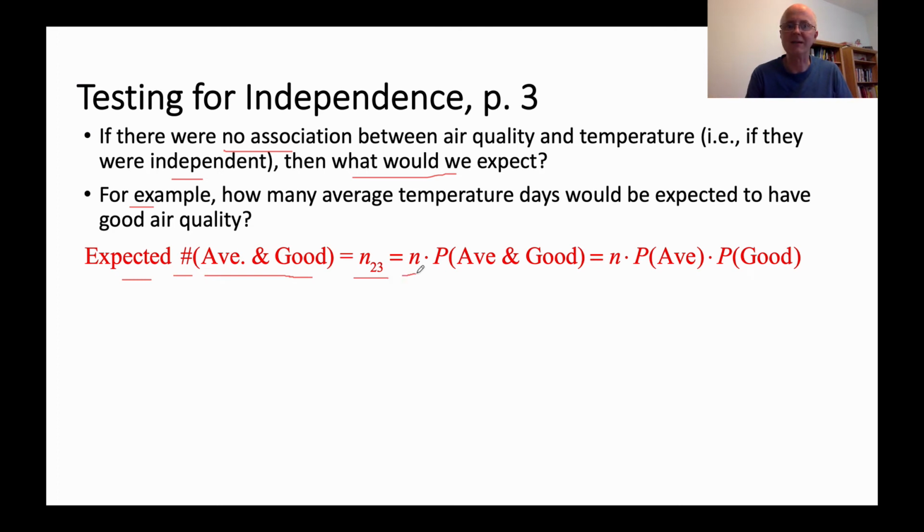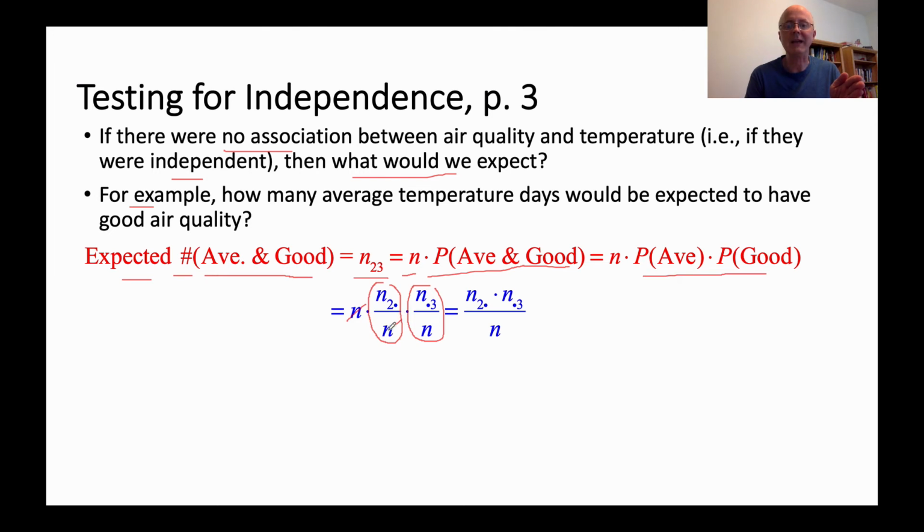And what would that be? Well, just take the sample size, 200, and multiply times the probability of an average and good day. And if we're assuming the independence is true, that probability can be calculated with the multiplication rule for independent events as the probability of an average day times the probability of a good air quality day. Average temperature, good air quality. And those probabilities can be calculated as ratios. n sub 2 dot over n, that's the row total for the average temperature days divided by the total number of days, 200, times n sub dot 3 divided by n. This was the column total for column 3, those were the good air quality days, divided by the total sample size of 200 as well.